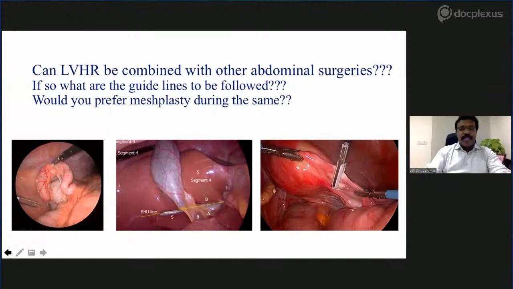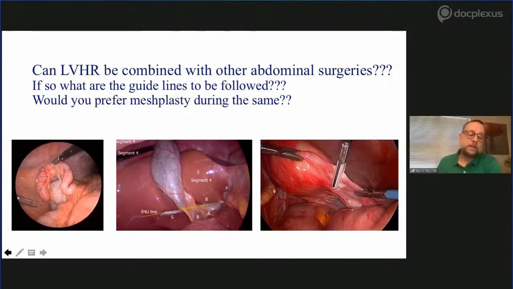This is the last question. Can we combine abdominal surgery, like cholecystectomy or hysterectomy, with hernia repair? Dr. Flavio? Yes, we can. I don't think we should.